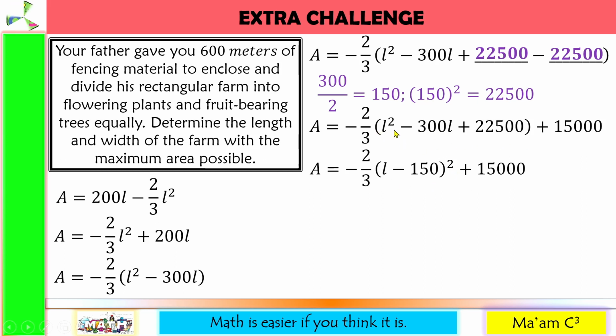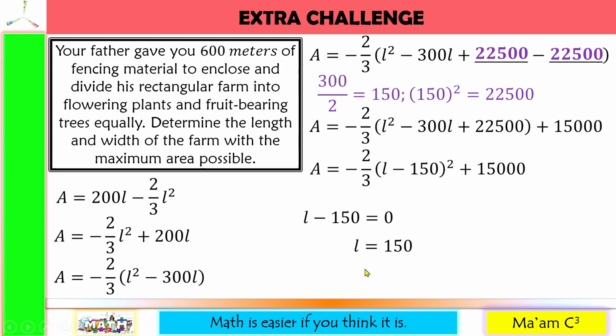Again, the square root of L squared is L. The square root of 22,500 is 150. Copy the sign of the middle term, and then quantity is squared. Then plus 15,000. From this equation, I already have L minus 150. And applying the zero product property rule, I'm going to equate that to 0. Negative 150 on the other side will become positive 150. I already have the value of length.